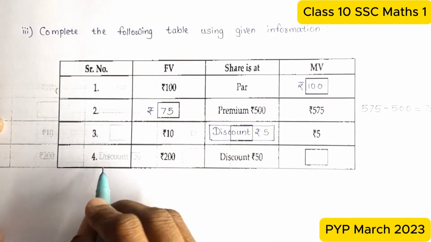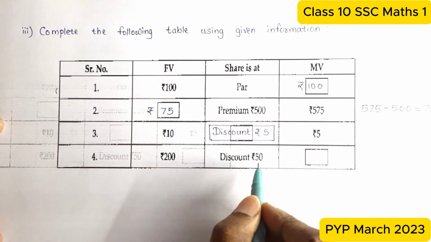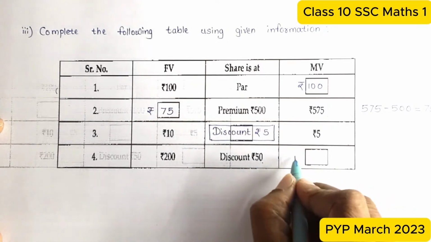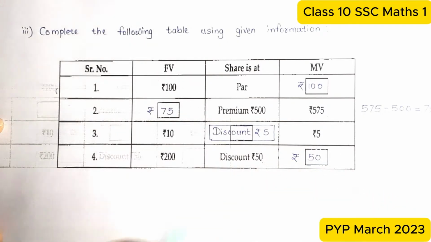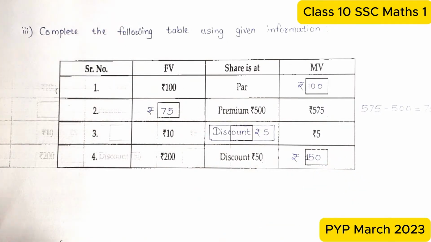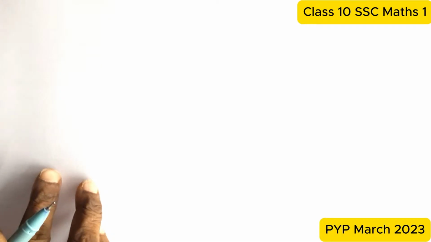Then fourth one, rupees 200 is the face value, discount rupees 50, and here students the difference between that is the 50. So here rupees 150 is the market value. Sorry students, rupees 150 is the market value. Okay, this way.